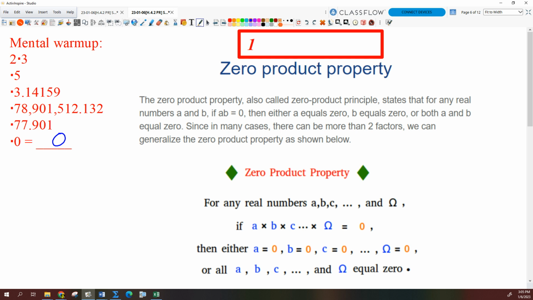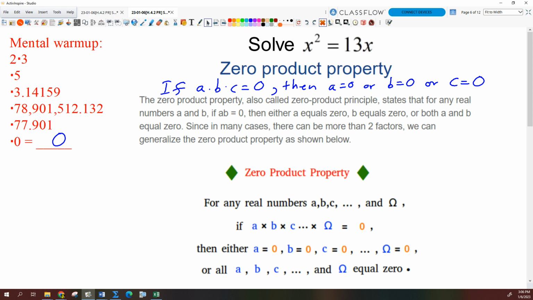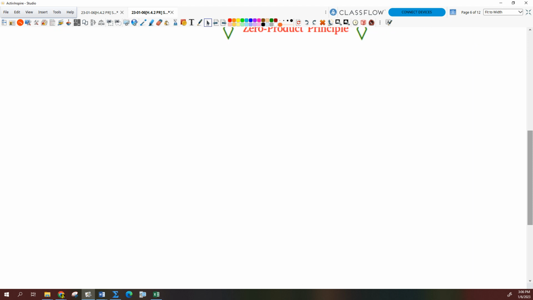If A times B times C equals 0, then what has to be true? Yeah, then either A equals 0 or B equals 0 or C equals 0. Those are the only ways it can happen, right? Okay. All right, so then if we want to go about solving something like x squared equals 13x, we're going to maybe have to take a little different approach.